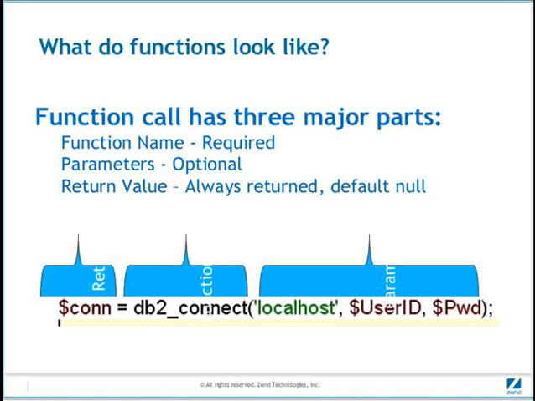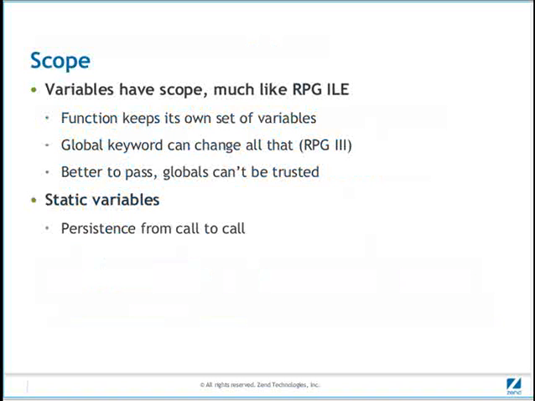Basically, functions have a name, they have parameters, and they have a result. And remember, the return value is always returned, and there's always one value. And if we want to return more than one value from a function, we would simply return an array, and that'll work out very, very well for us. Okay, so I talked about scope. I'm going to skip over that slide for a second here.